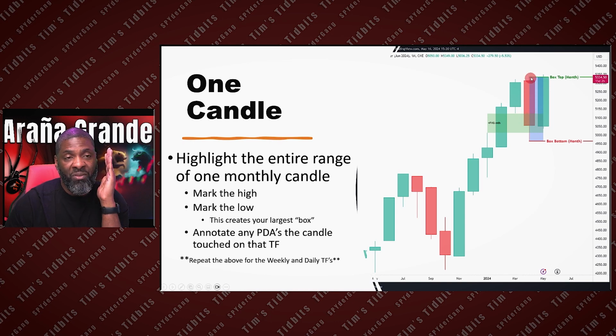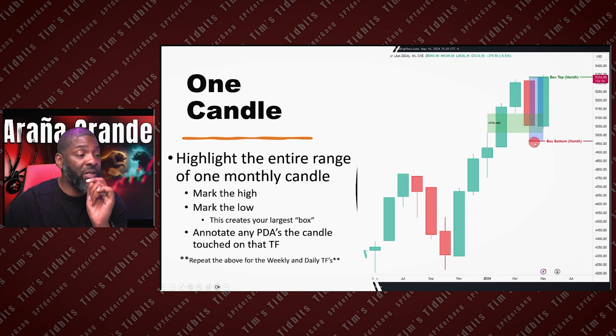Because on TradingView, when you mark something, it starts at the beginning of that candle. So if you go from this candle to that candle, that encompasses the beginning to the end of this one candle right here, that one red candle right there. Now, you want to highlight the entire range of one monthly candle. Just pick any month, highlight the range. Then you want to mark out the high.